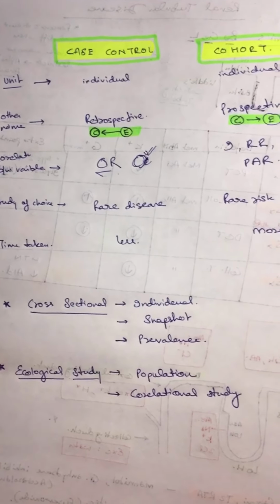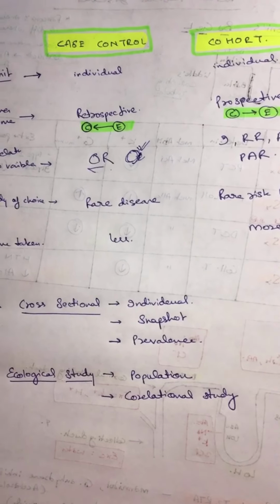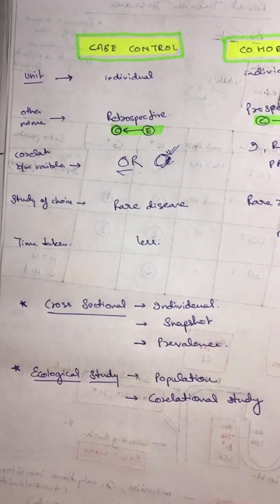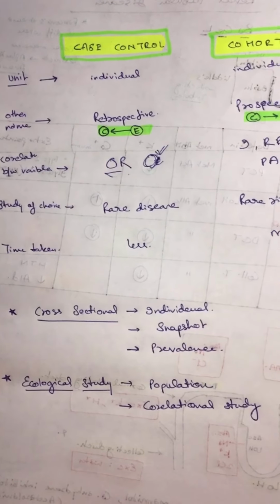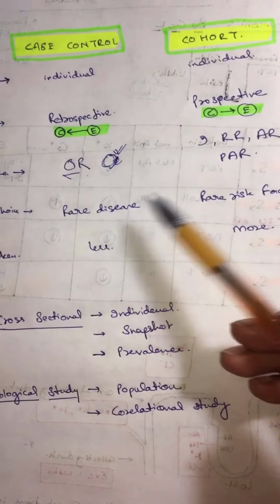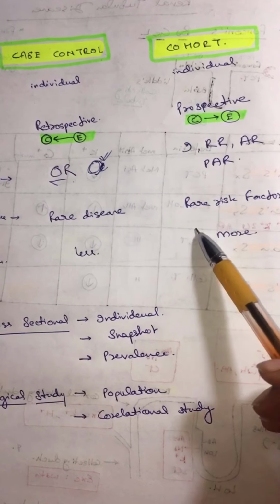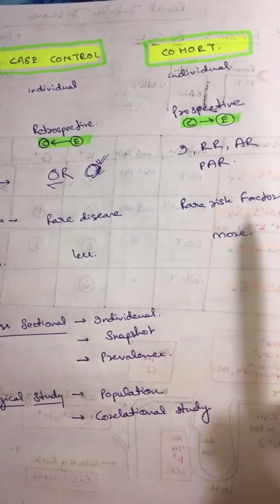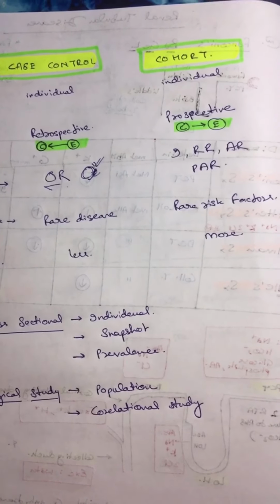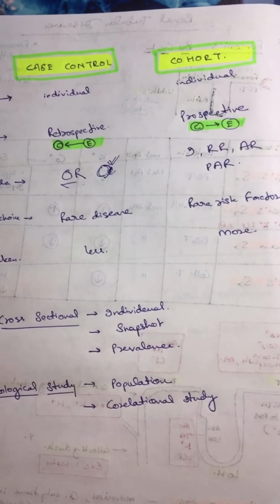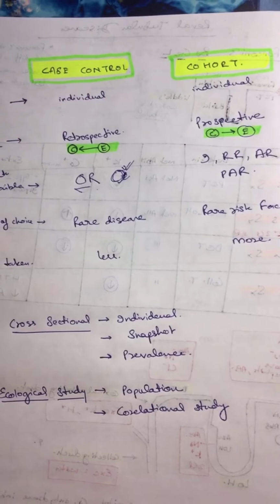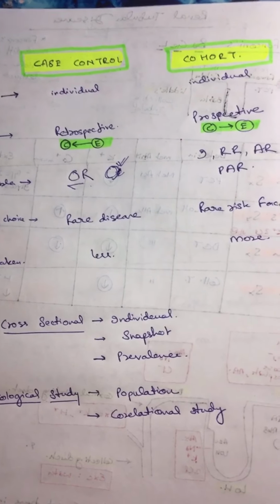Alright, let's go to the other form of question that they can ask you. They might ask you that case control is the study of choice for what. So it would be for rare diseases, and in the same way in cohort it's not rare diseases but a disease with a rare risk factor. Okay, these are the keywords you need to remember because they will try to confuse you, and the options case control and cohort both will be there, so it's easy to get confused between these two options.